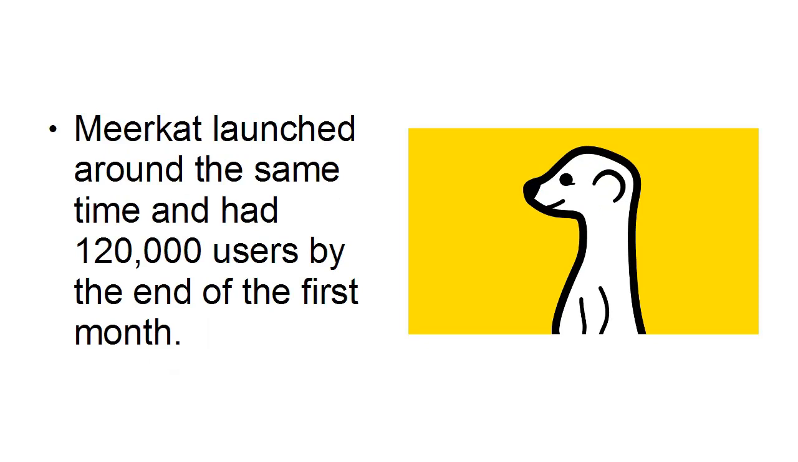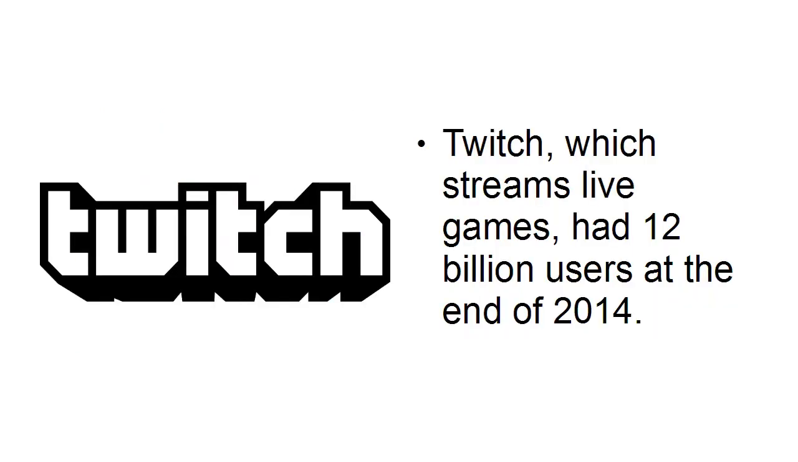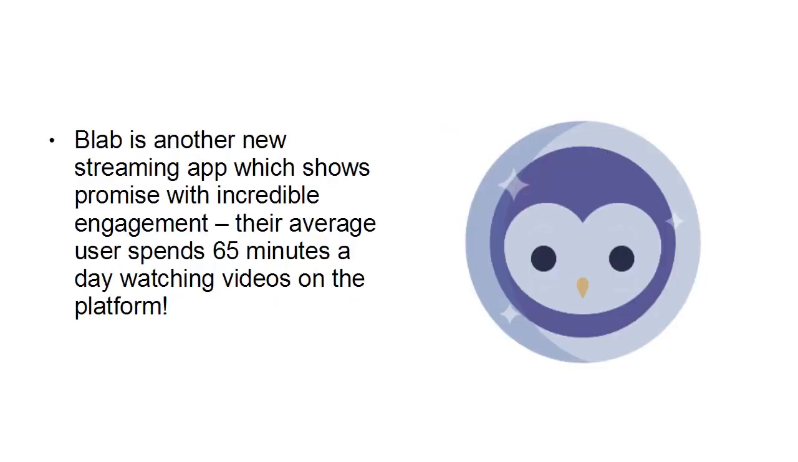Meerkat launched around the same time, and it had 120,000 users by the end of the first month. Twitch, which streams live video games, had 12 billion users at the end of 2014. That's the last figures that are available. But you can bet it's probably more now. And Blab is another new streaming app which shows promise with incredible engagement, and their average user spends 65 minutes a day watching videos on the platform.